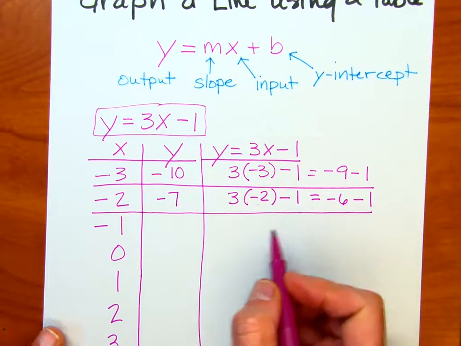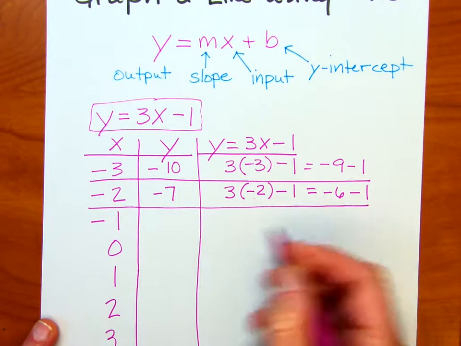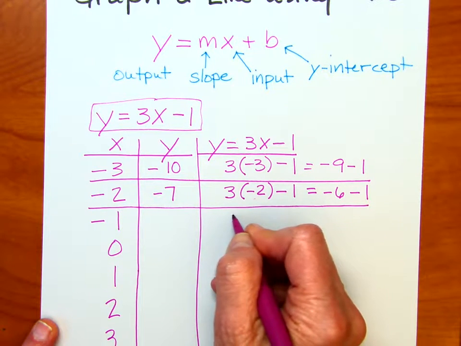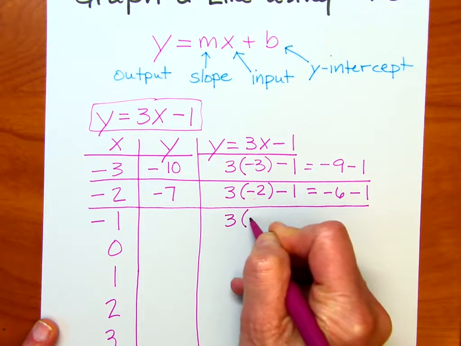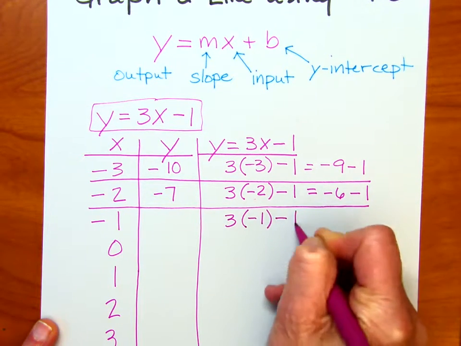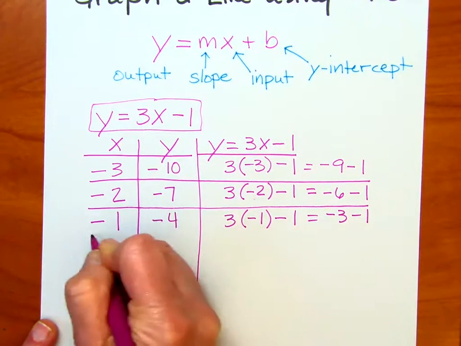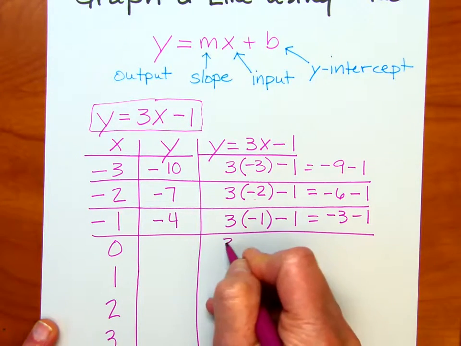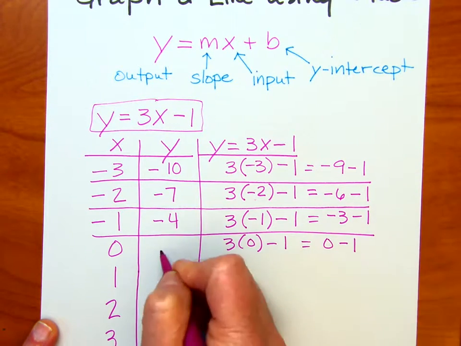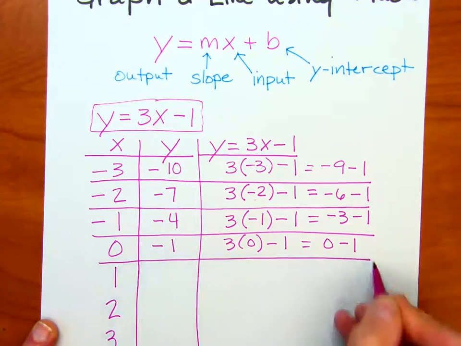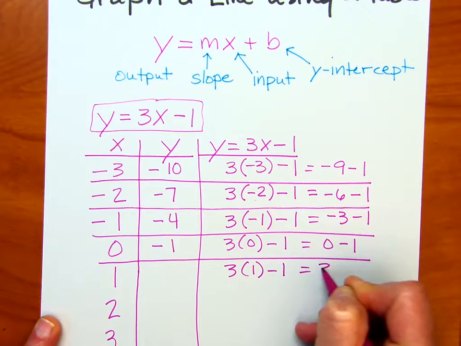Hopefully you're getting the hang of this. I'm just going to keep going, and if you want to stop the video and work out the numbers and then put it back on to see if you got the right answers, that's fine. So 3 times -1 minus 1, that's -3 minus 1, which is -4. 3 times 0 minus 1, that's 0 minus 1, it's -1. And we're almost done. That's going to be 3 minus 1.